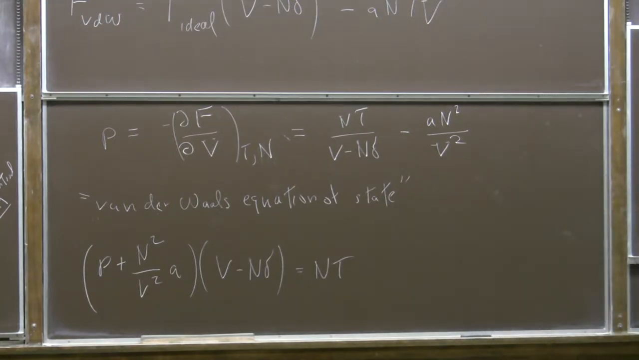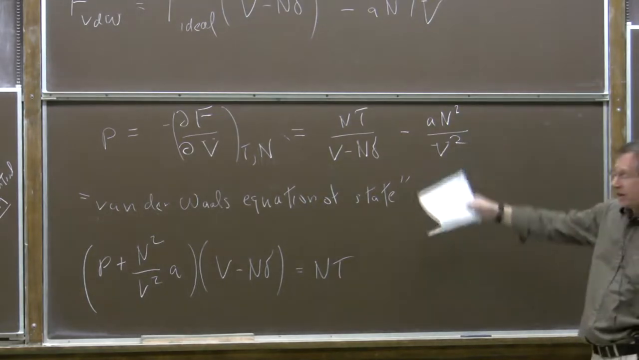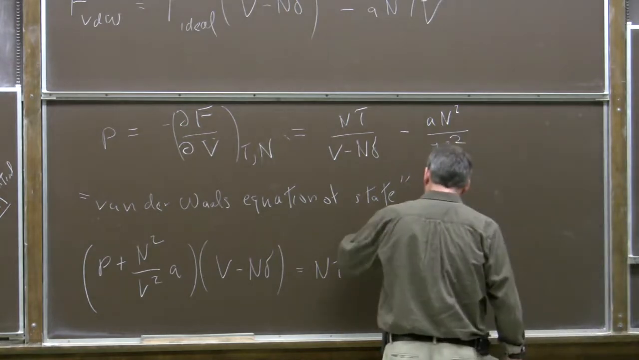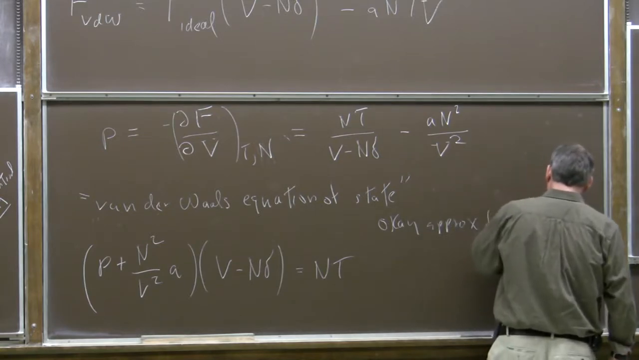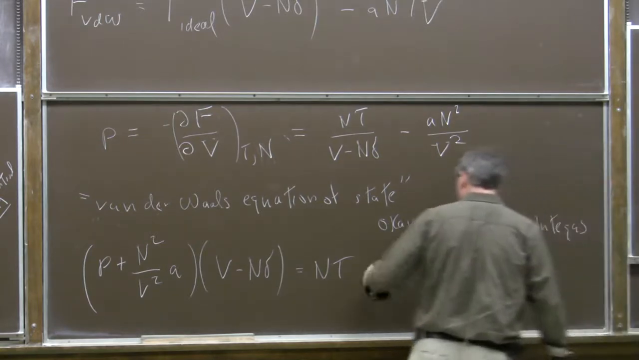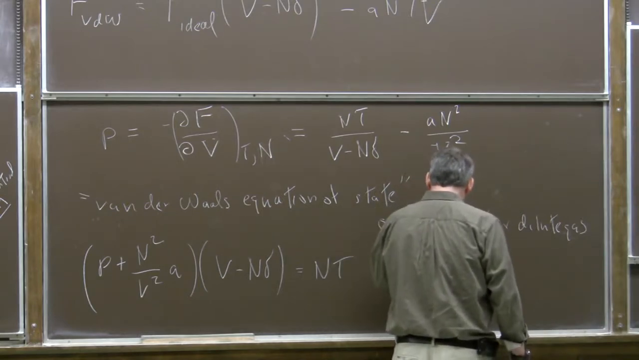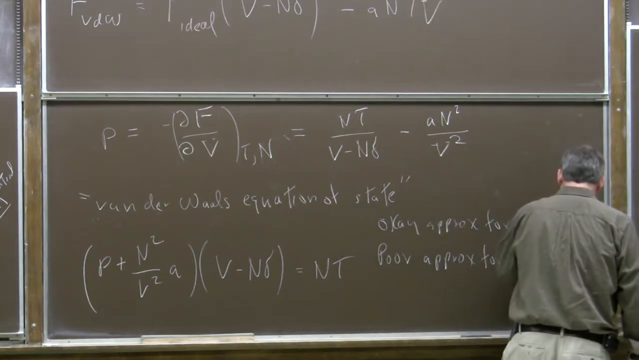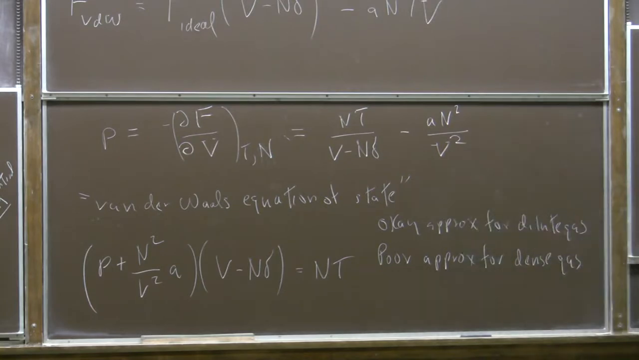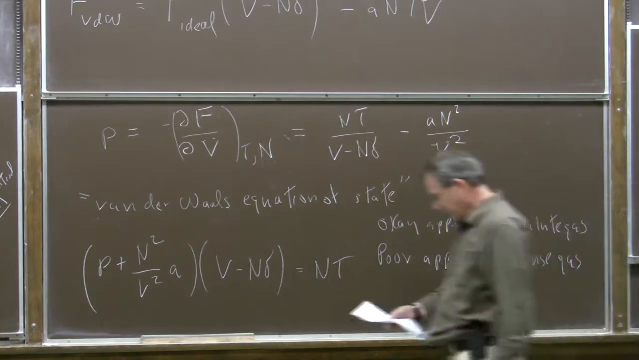And it's not a particularly good description of a gas at high density. It's okay for low density, but so is the ideal gas law. Okay approximation for dilute gas. Rather poor approximation for a dense gas. Nevertheless, we're going to use it even when the gas is dense. Again, the idea is just within the context of a model to understand why a gas would liquefy, not necessarily to give a good quantitative description of what happens in real gases when they liquefy.